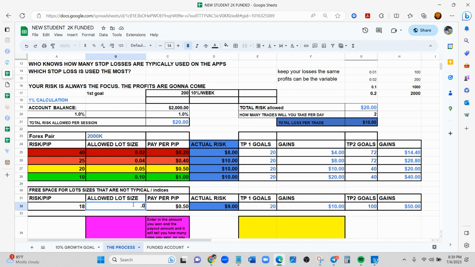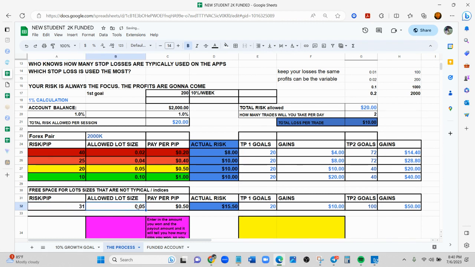So let's just see if we go to a 0.06, and that puts us at $10.80. So it's a tad over 10. That means I would have to go back to 0.05. All right. And now we have everything set. So let's do that one more time. All right. Let's just say the trade came out and they said, you know what? It's a 31 pip risk. I just called a trade not too long ago and it was a 31 pip risk.